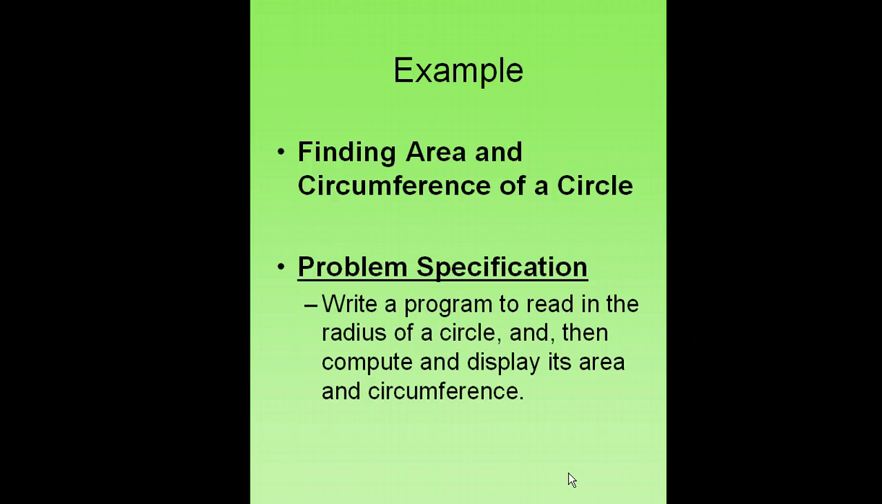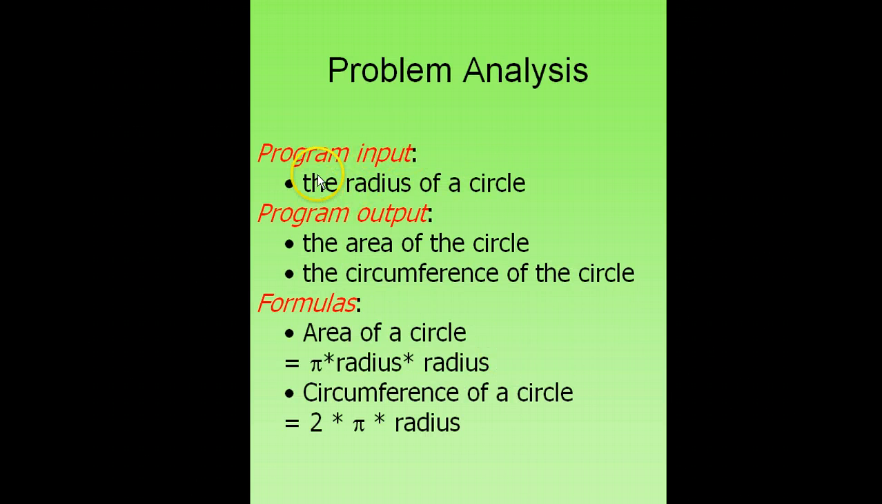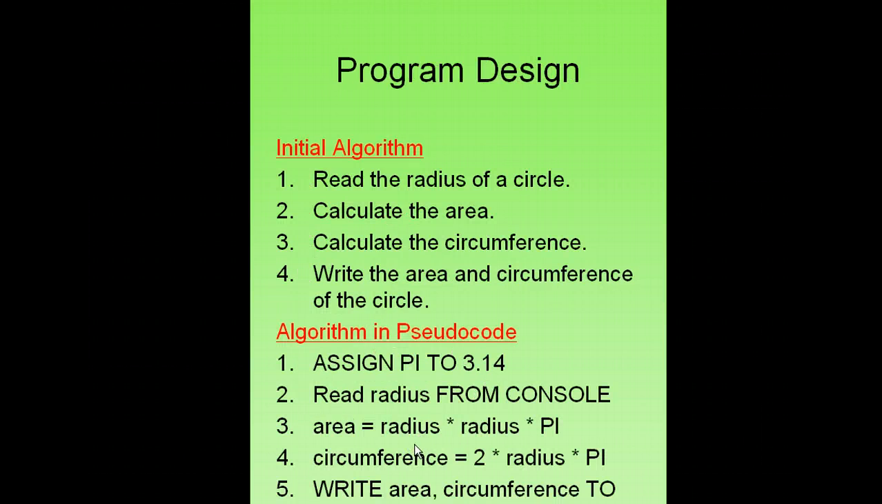Now what you're supposed to do in this program is write a program to read in the radius of a circle. So this is user input of the radius of a circle, then compute and finally display the area and circumference. If we break the problem down, the program input will be the radius of the circle, output will be the area and circumference of the circle, and the formulas which we will use in the calculation: pi times radius square, or pi r square, and circumference 2 pi radius.